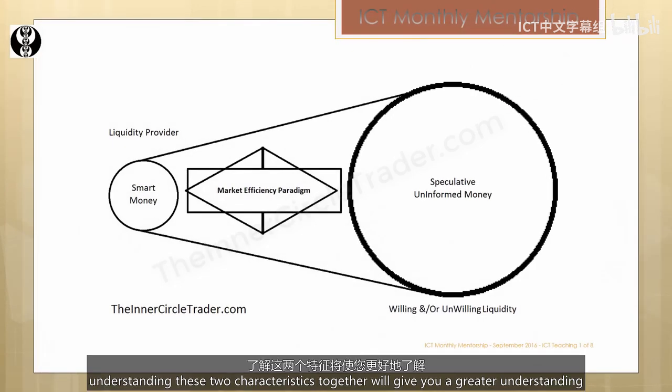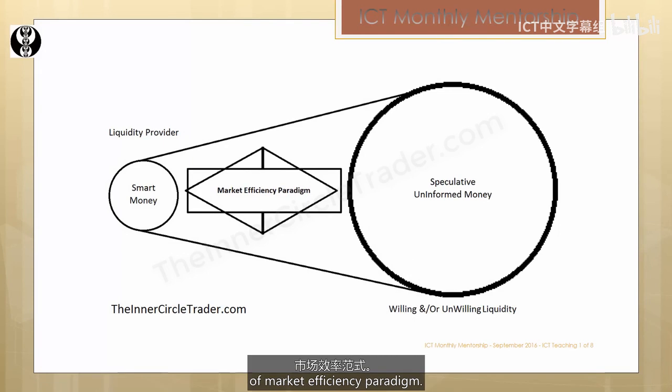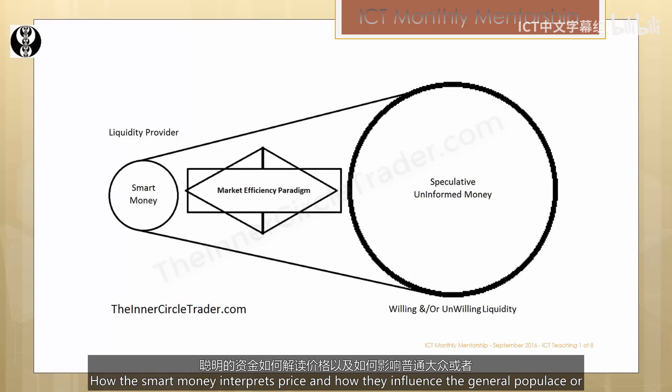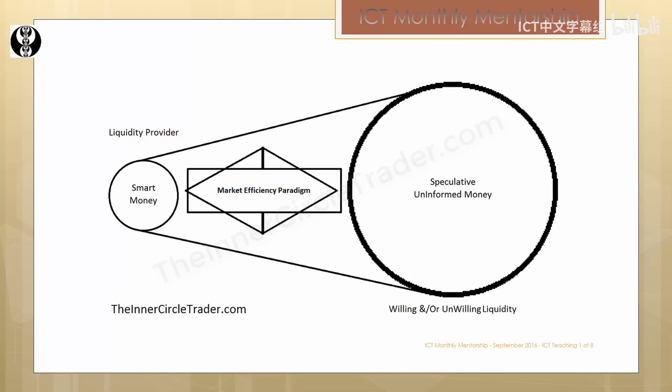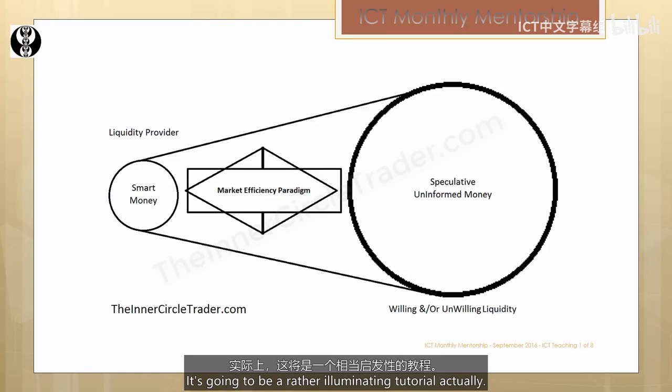Now understanding those 2 characteristics together will give you a greater understanding of market efficiency paradigm, how the smart money interprets price, and how they influence the general populace or the speculative uninformed money. It's going to be a rather illuminating tutorial actually.